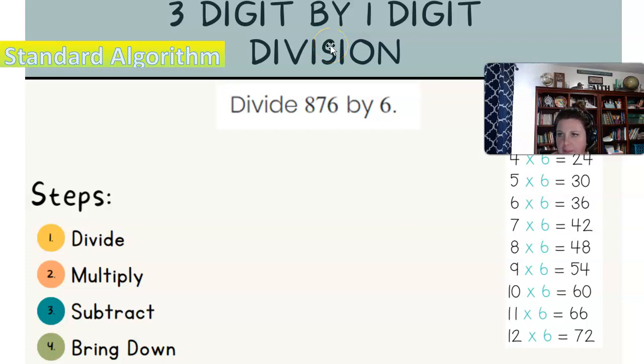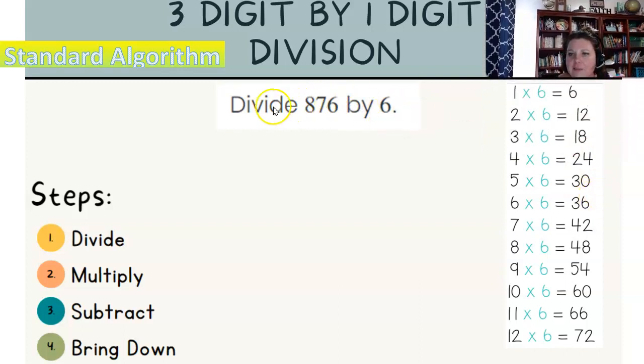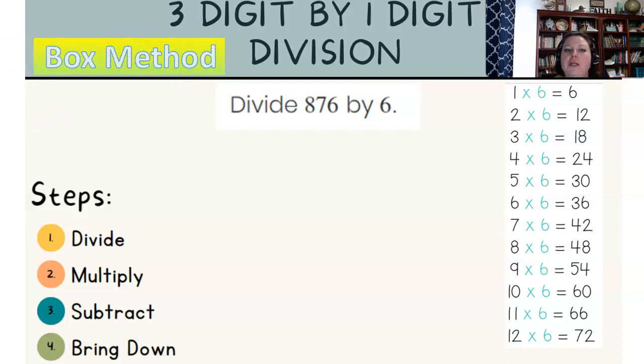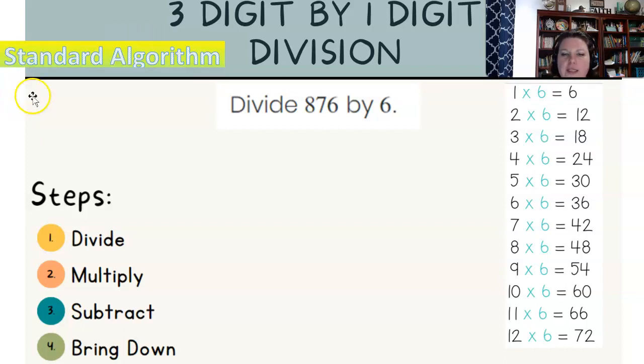Let's take a look at 3-digit by 1-digit division using 6s. So I have a list of all of the multiples of 6 written over here on the side, just in case I need to refer back to that. That's going to set me up for success. I'm going to show you 2 ways to solve a 3-digit by 1-digit division problem. First, using the standard algorithm or the standard method. Then using the box method. Let's start with the standard method first.